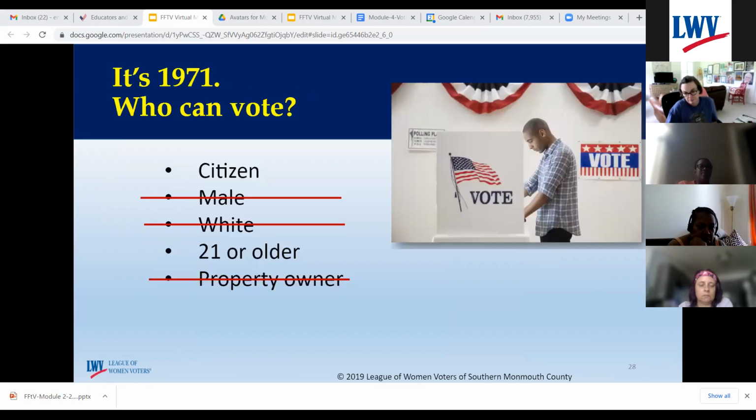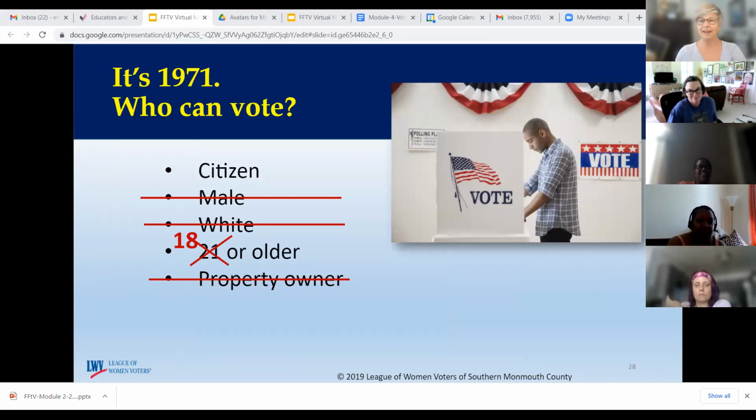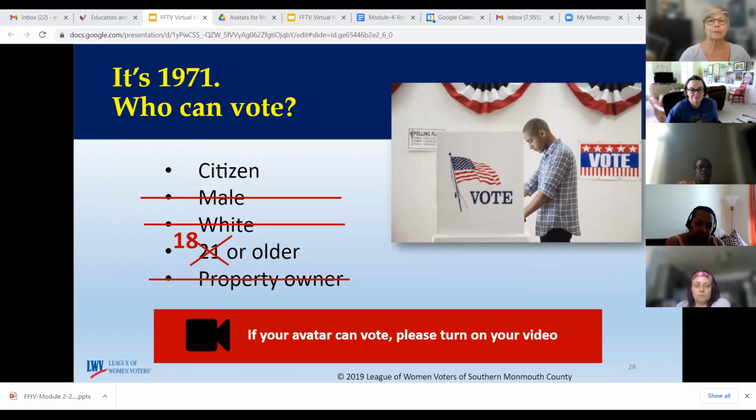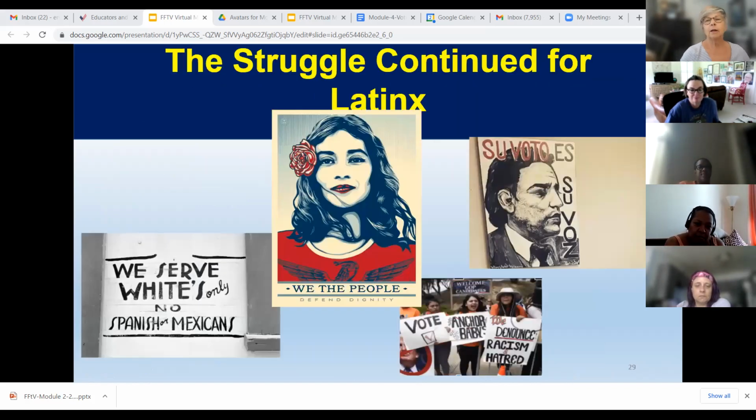So it's 1971, who can vote? We have to change 18 to 21, and I can be shown again. Haha, there I am. So I'm 18 years old. I'm a young woman, and now I can finally vote. But there's still a little bit more to this story.